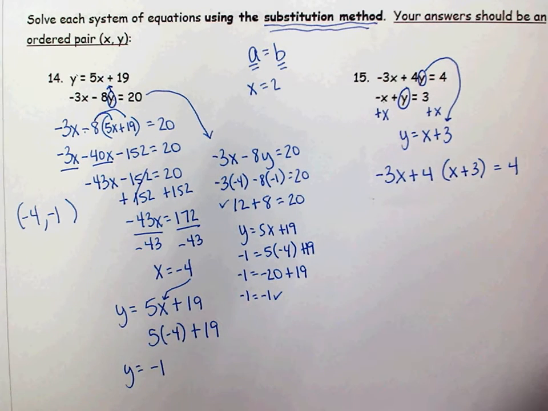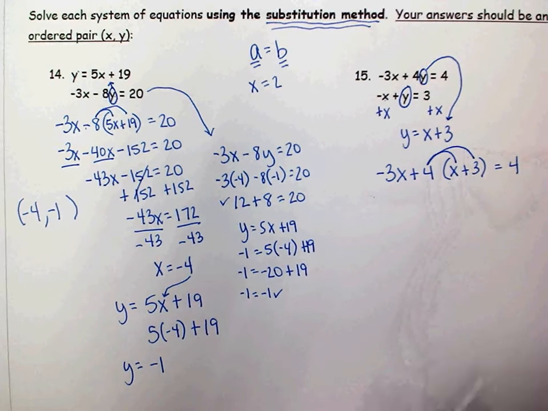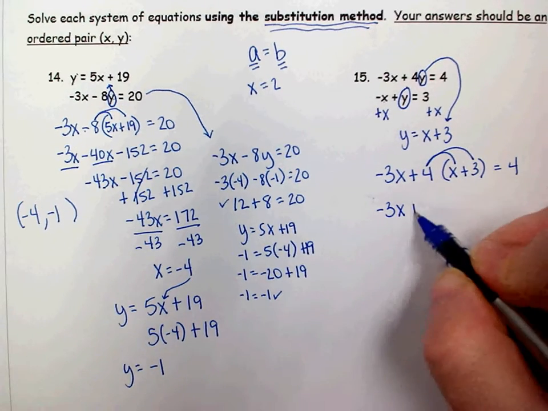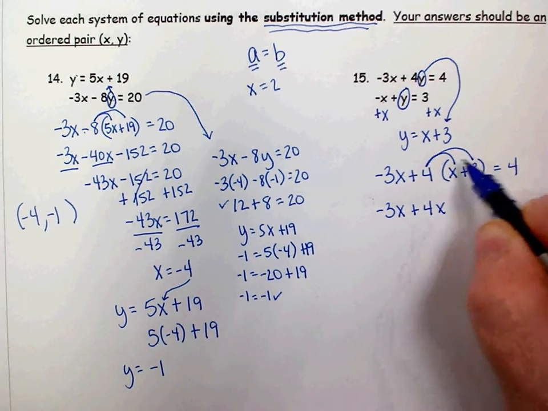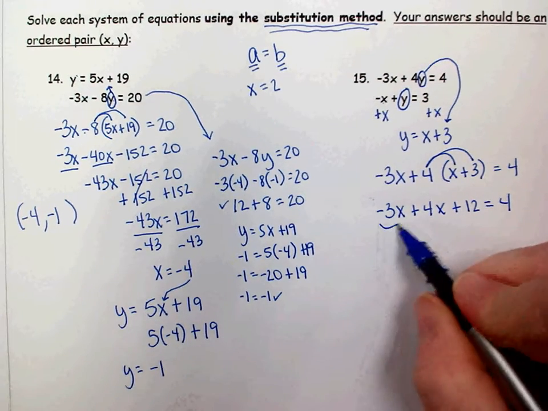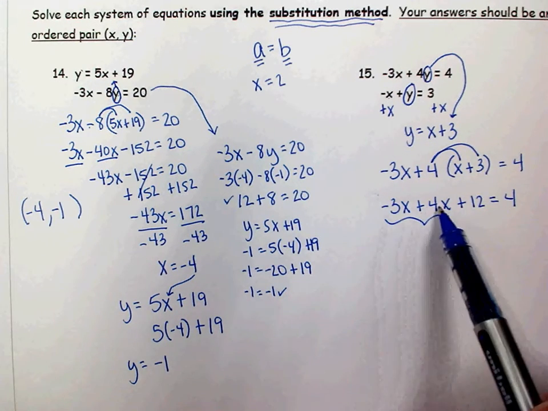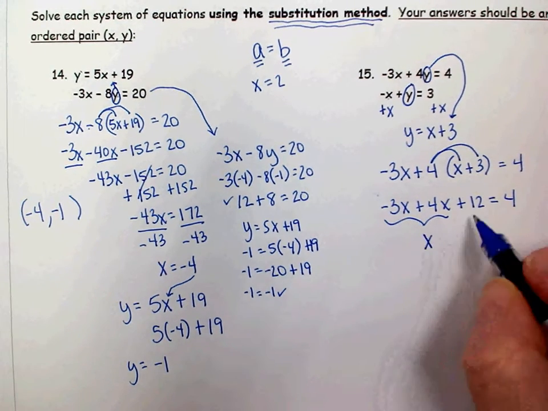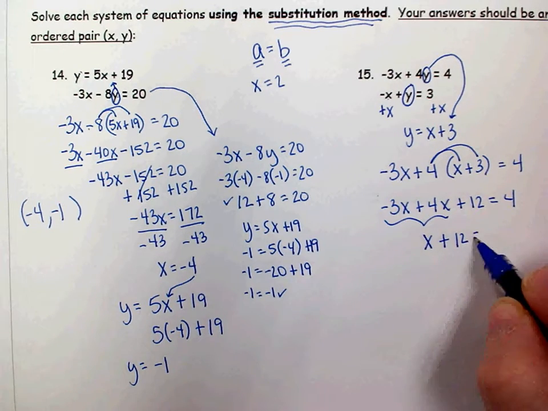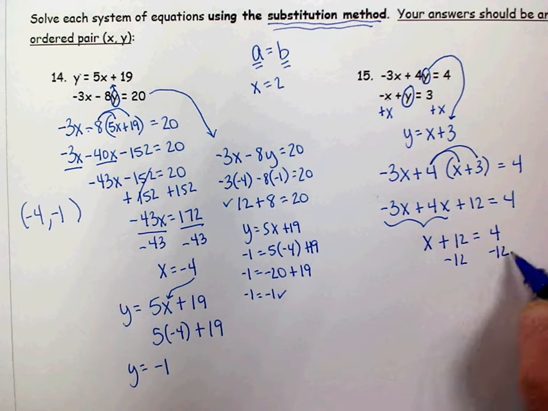So the first thing I'm going to do is get rid of the parentheses by distributing that 4. So I have negative 3x here. 4 times x is positive 4x. 4 times 3 is positive 12. I can combine these two because they're like terms, so they both have an x. Negative 3 plus 4 is 1, so that's just x plus 12. If you want to put 1x, that's fine. Equals 4. And I'm undoing addition using subtraction. 4 minus 12 is negative 8.